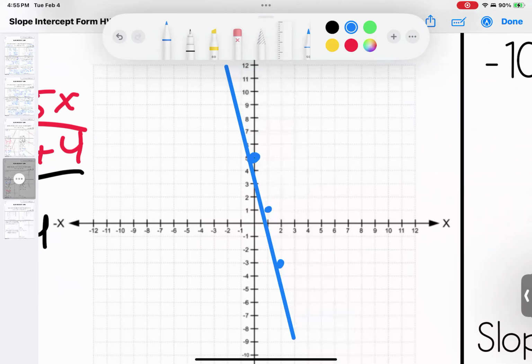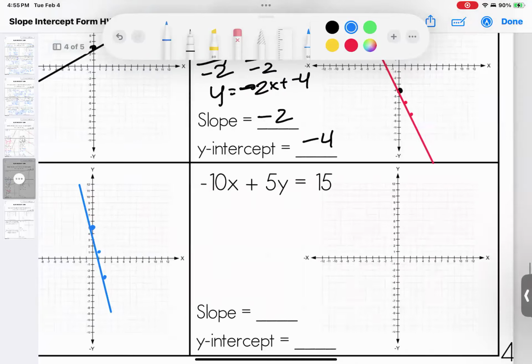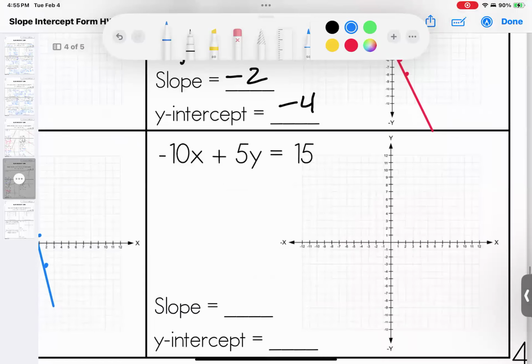Maybe by the last one, my lines will be connected a little bit better. Probably not. Here's to hoping.